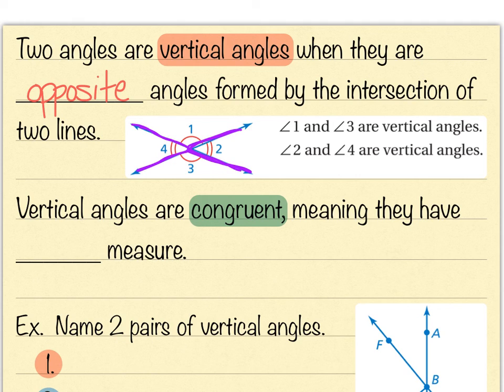So in this case, I've got adjacent angles 1 and 2, 2 and 3, 3 and 4. But vertical angles are the ones right opposite from each other, right across from each other. And the special thing about vertical angles is that they are congruent. That word congruent means they have equal measure. So they are the exact same size. You can see when they labeled them, they did angle 1 and 3 with 1 red mark, and angle 2 and 4 with 2 red marks, showing that the ones with 1 red mark are equal, and the ones that have 2 red marks are equal.